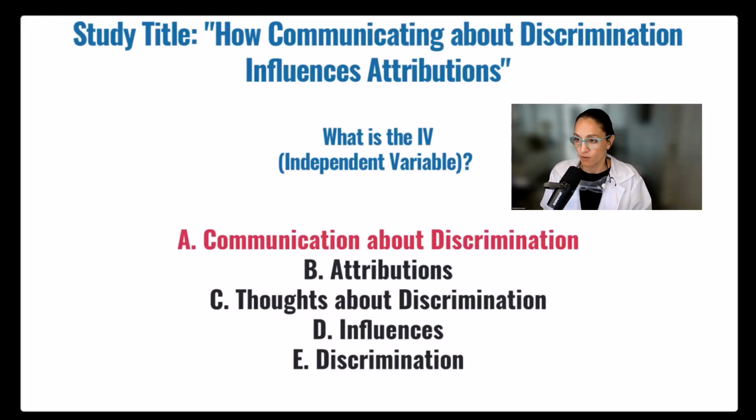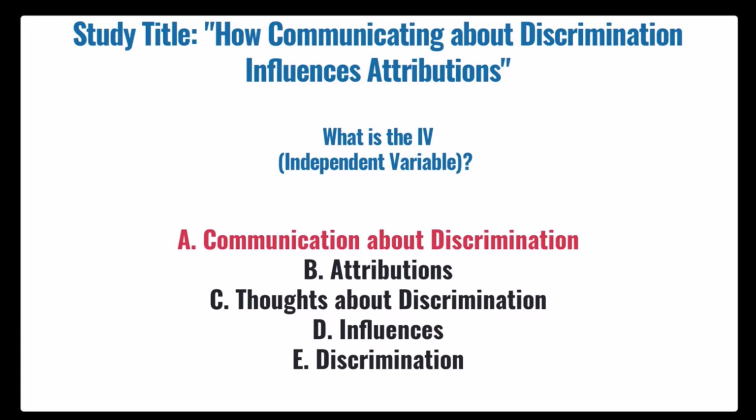Again, here we don't know how these variables are being measured. So we're looking to what's the influencer and then what is responding to. The attributions are what are responding possibly to the communication about discrimination. So the influencer is the IV, communicating about discrimination.